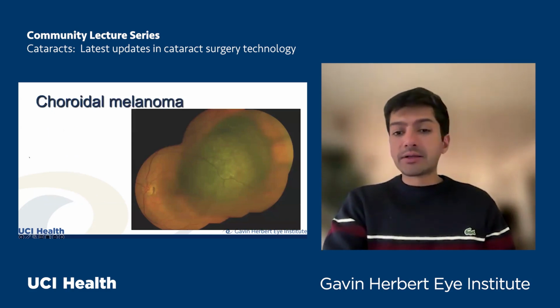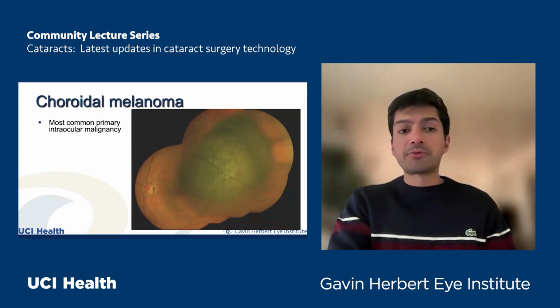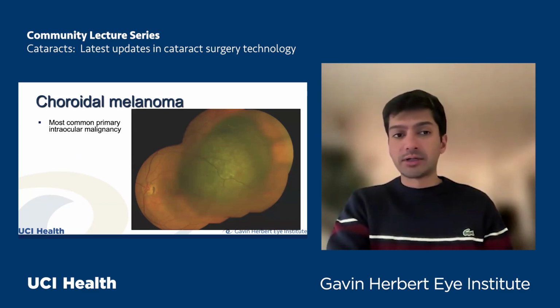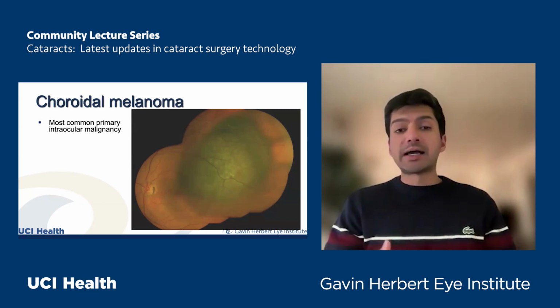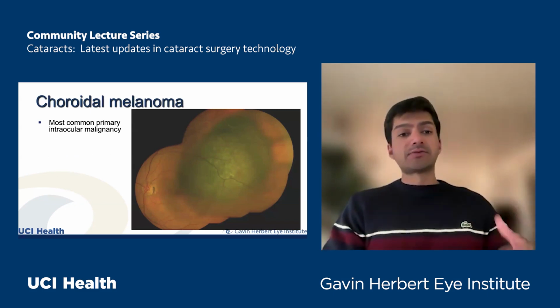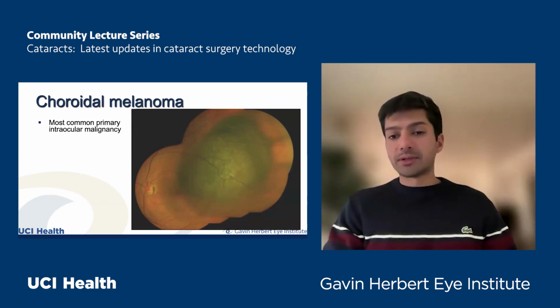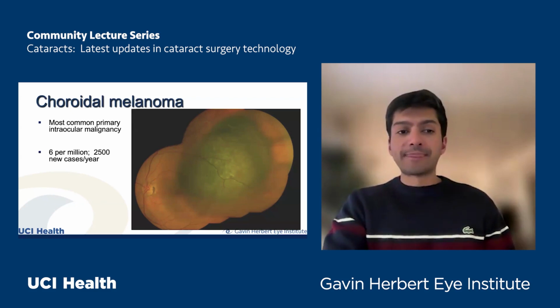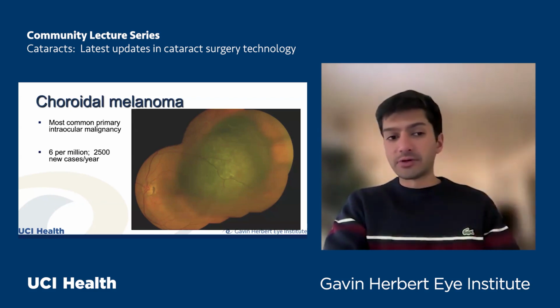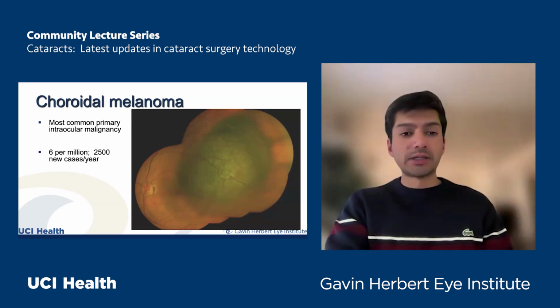So this is a clinical picture of choroidal melanoma. It's the most common primary intraocular tumor. So the most common tumor inside the eye is actually a metastasis from cancer elsewhere in the body. But the most common primary intraocular malignancy, meaning that it started in the eye, is a choroidal melanoma. As I mentioned, we get about 2,500 new cases per year in the country.